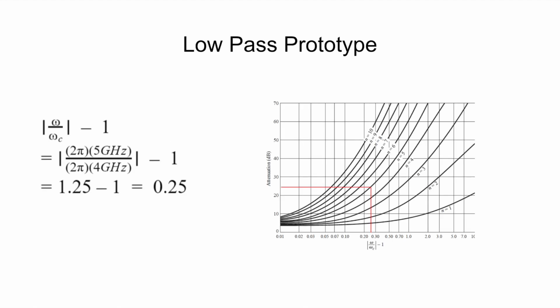To start off our low pass prototype, we use a magnitude of omega over omega c minus 1 to get 0.25. We then used Pulsar's 3dB ripple graph and plotted the value of 0.25 on the x-axis to find an intersection of at least 20 dB, which we found to be at n equals 5.